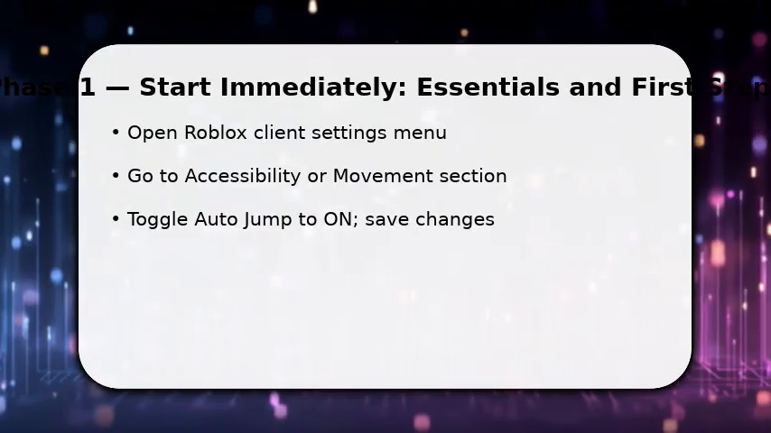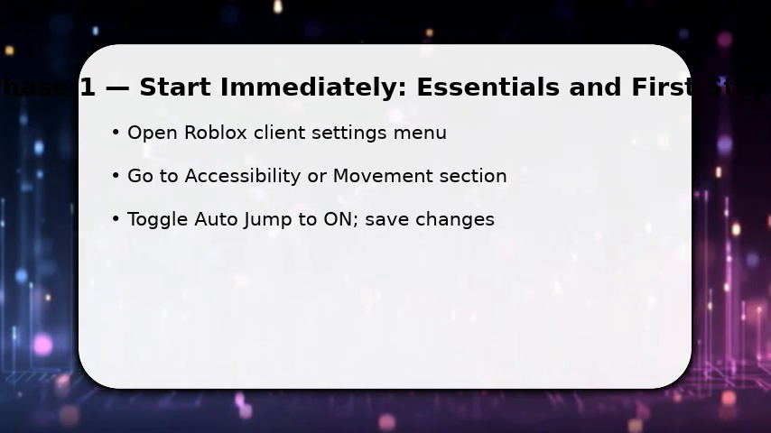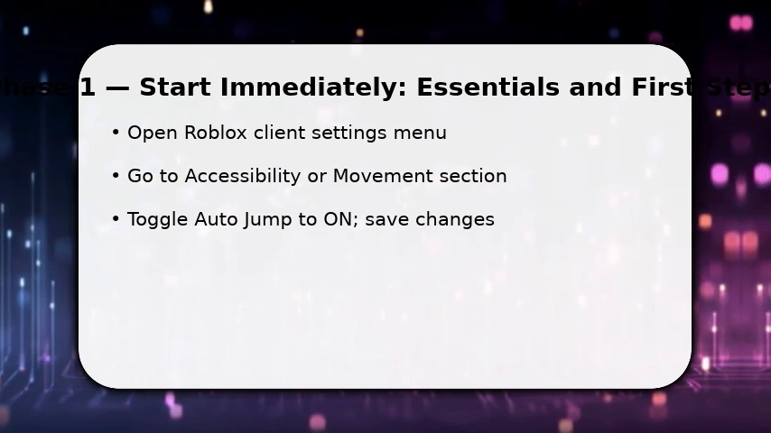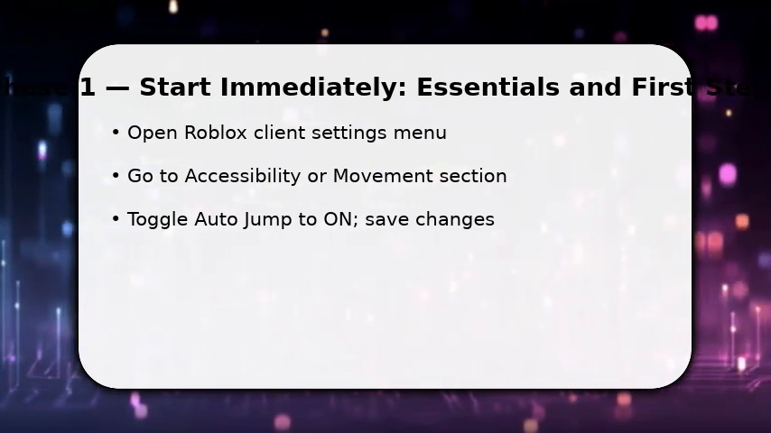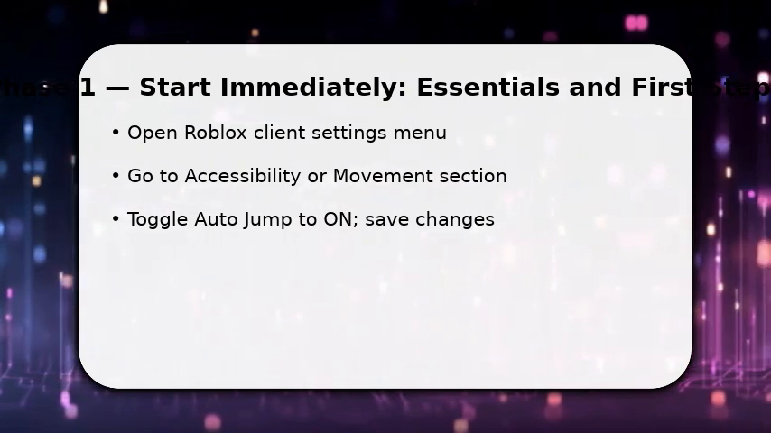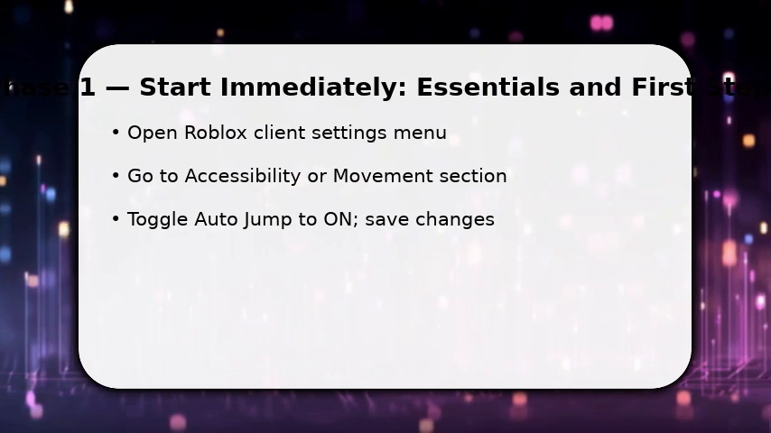You start inside Roblox, open the gear icon and select settings to change controls. Once done, go straight to accessibility or movement. Roblox groups auto jump there now. Turn the auto jump toggle on so the engine will automatically make small hops when you run into obstacles.